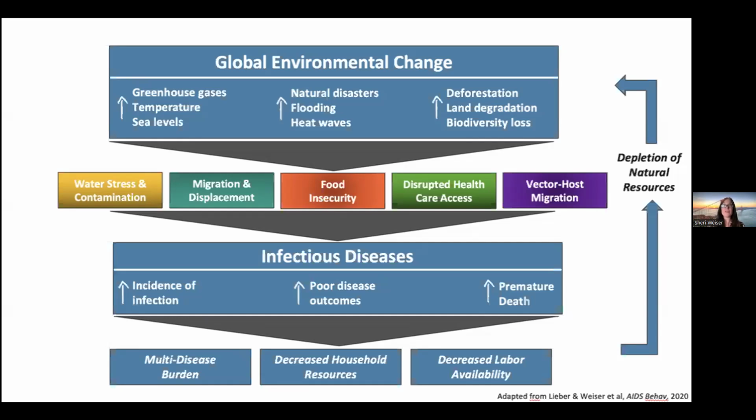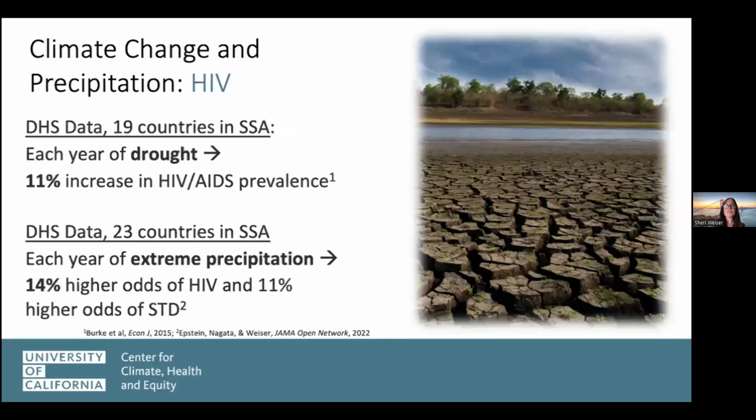At the bottom, you can see that increased infectious disease, morbidity, and mortality then contributes to decreases in household resources and labor availability, which then can lead to further depletion of natural resources through things like deforestation, land degradation, and overfishing, which then perpetuates this vicious cycle towards worse local ecologic harm. And let me give you a few examples of these pathways.